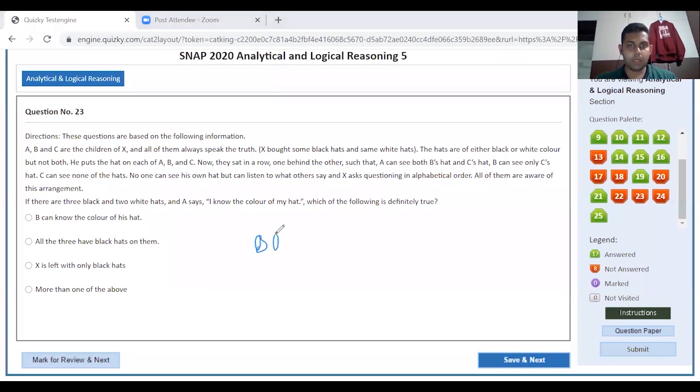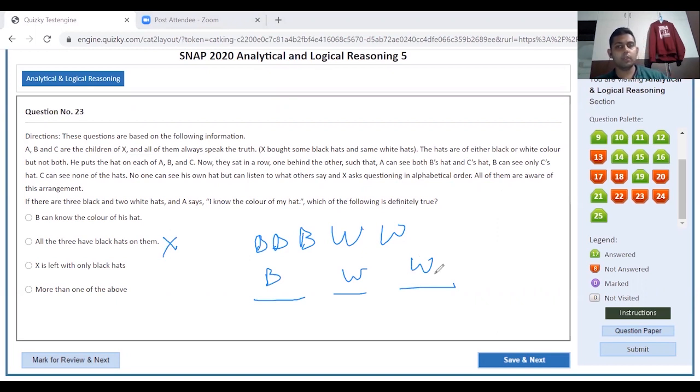Three black and 2 white. Let's say both are white. Then he'll definitely know he's this, right? All three black cannot be true, because if there are 2 blacks, he can be either black or white, right? X is left with only black hat seems the most logical reasoning to me. Because if B knows, how will B know the color for sure? He can't.